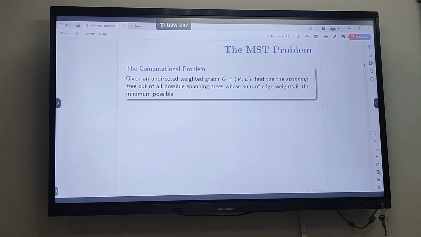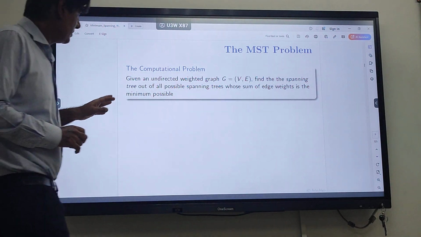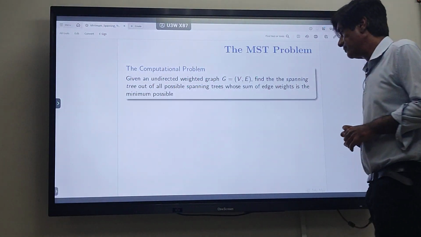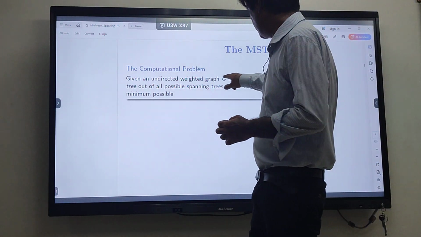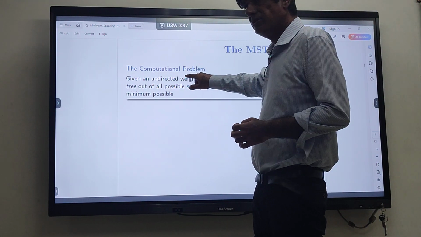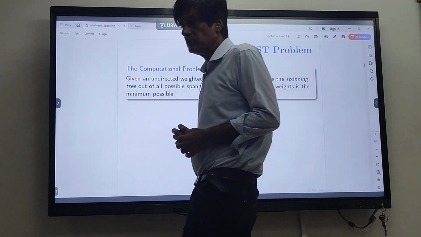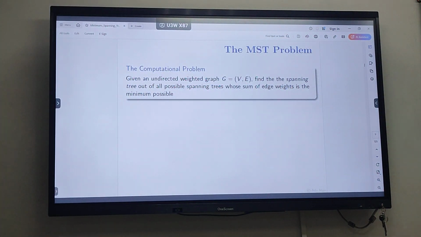So the computation problem that we will be studying is that, given an undirected weighted graph G, find the spanning tree out of all possible spanning trees whose sum of edge weights is the minimum possible. So concisely this is what we want to do. The input graph is the original and the output is the minimum spanning tree. All vertices will remain there. We won't be removing any vertex, we will be just removing edges.